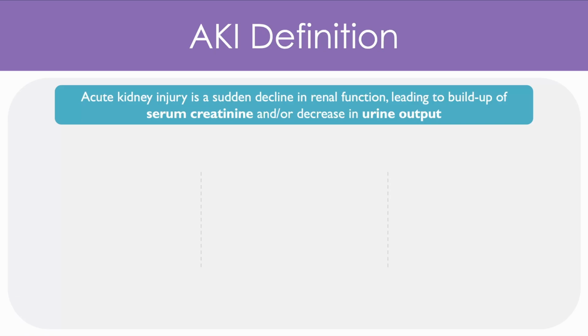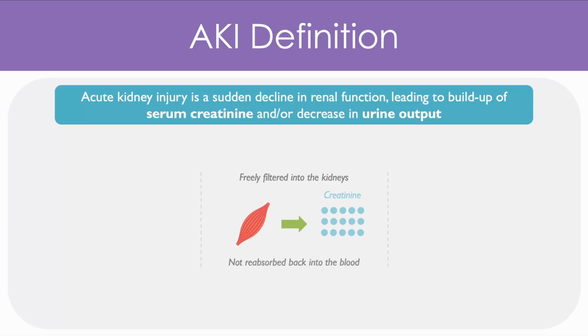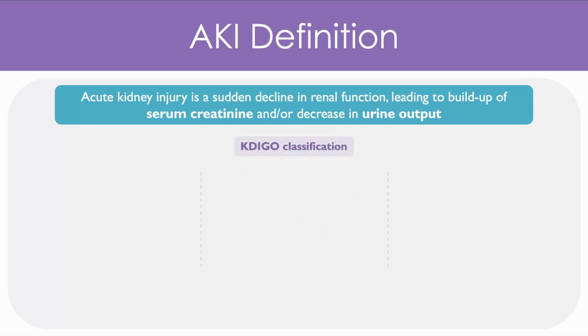The reason why we tend to use serum creatinine as a marker for renal function is because it's a product of muscle breakdown, and importantly, it's freely filtered into the kidneys and not reabsorbed into the blood. In clinical practice, we tend to use the KDIGO classification, which helps to define AKIs in more specific terms.